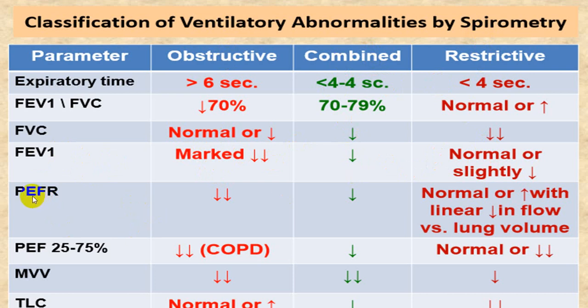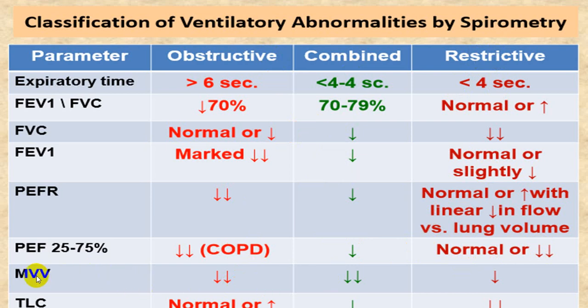If you do a peak flow rate, it will be markedly reduced in obstructive and normal in restrictive, while it will be slightly reduced in combined. If you look at the peak expiratory flow between 25 to 75, it will be markedly reduced in COPD, particularly the irreversible variety of obstructive, while in combined, slightly reduced. In restrictive, it may be normal or reduced depending upon the amount of obstructive element along with it, but by and large it is close to normal.